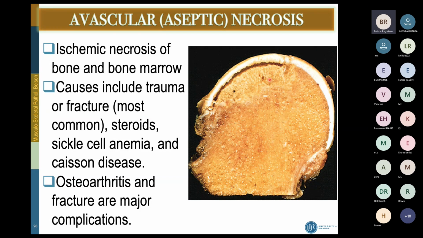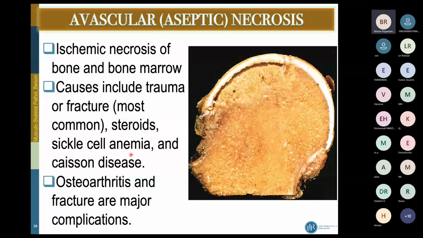But in the history you find nothing happened, no other trauma. So this is just aseptic or avascular necrosis. The vessels that carried blood had a problem, so blood no longer reaches it. The causes may include trauma or fracture, most commonly steroids, sickle cell anemia, and Caisson disease.